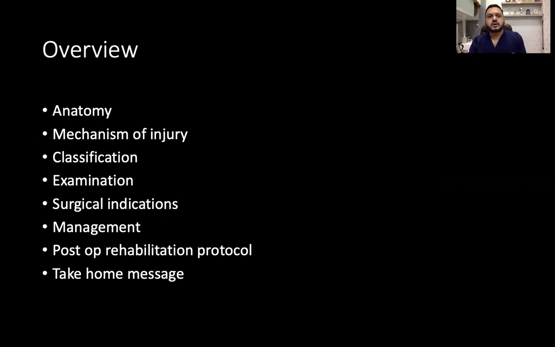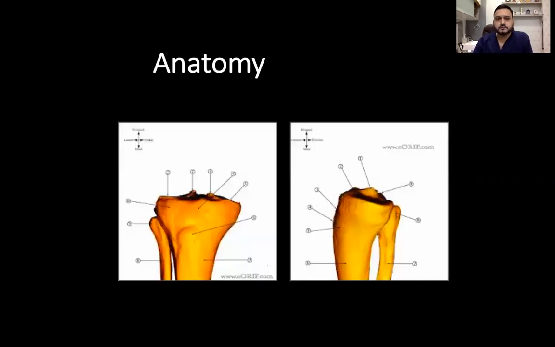We'll be overviewing this topic of proximal tibia fractures on these subheadings. Let's begin with anatomy. If you look at the anatomy of proximal tibia in AP as well as lateral view, there are some peculiar points which I would like to mention. If you notice on AP view, the lateral condyle is slightly higher than the medial condyle, as well as less dense as compared to the medial condyle.